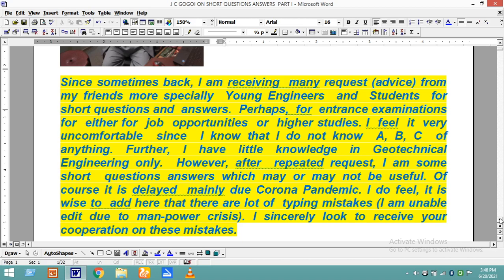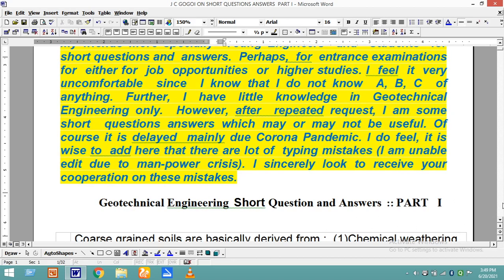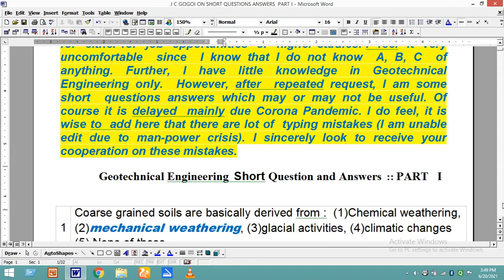Of course, it is very much delayed, mainly due to the corona pandemic. Another thing I want to mention is that there are innumerable, not only innumerable, beyond countable, errors and typing mistakes, and I am completely unable to edit due to a manpower crisis, mainly because of the present corona pandemic. I am preparing these short questions and answers in a few parts. Today I am going to discuss the first part, part 1.